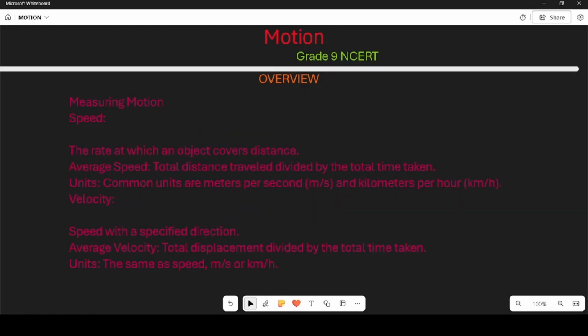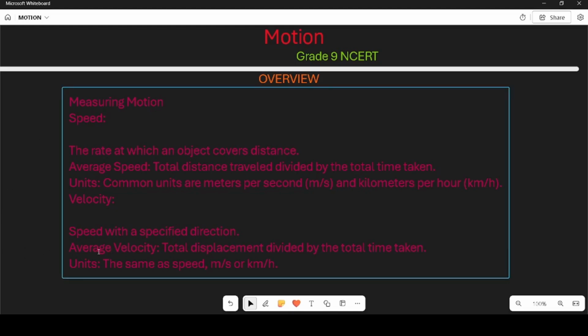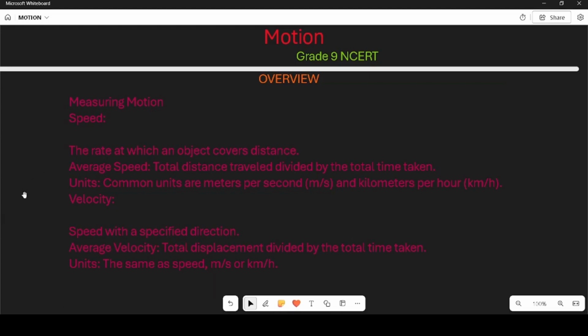Now let's talk about measuring motion. We can measure motion by speed and velocity. The rate at which an object covers distance is called speed. Speed with specified direction is velocity. So that's how you can differentiate speed from velocity. Average speed is total distance over total time, and velocity is total displacement over total time. Velocity and speed share the same units, meters per second and kilometers per hour. So that's all. We will discuss speed and velocity in detail later on, so stay tuned.